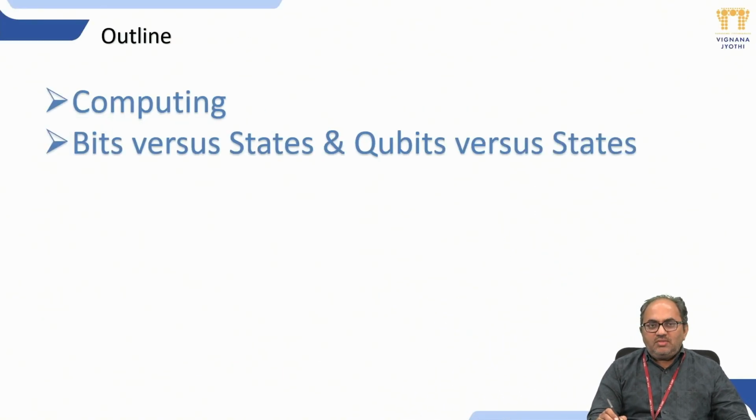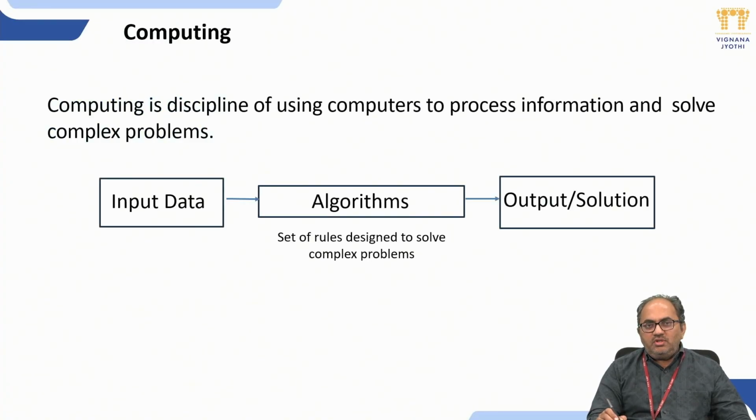In this presentation, I am going to explain what is computing, and also bits versus states and qubits versus states. Through this presentation, we understand the advantages of quantum computing. Computing means we use computers to solve complex problems. In this process, we give some input data to the computer, and there are some algorithms, some set of rules, that apply on the data, process the information, and give you a solution to the problem.